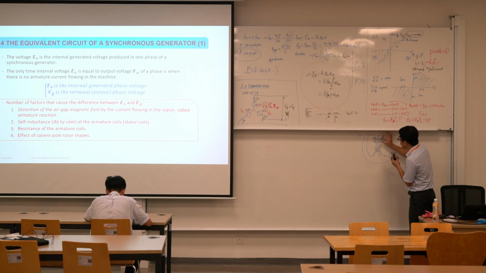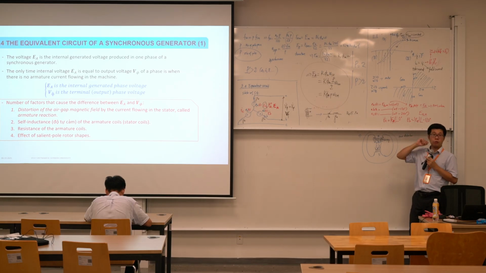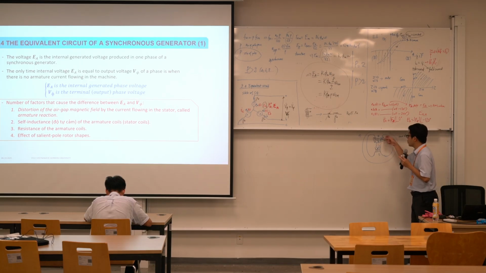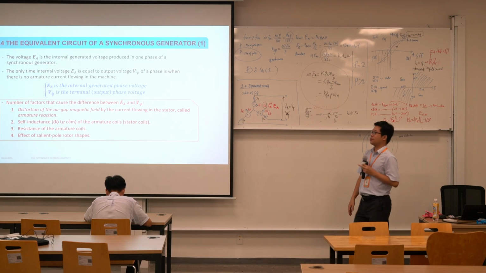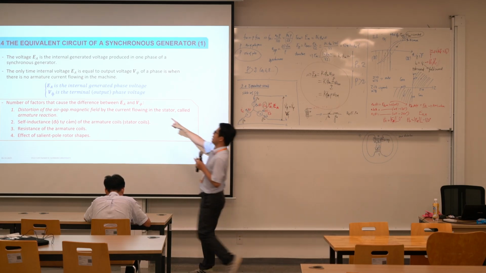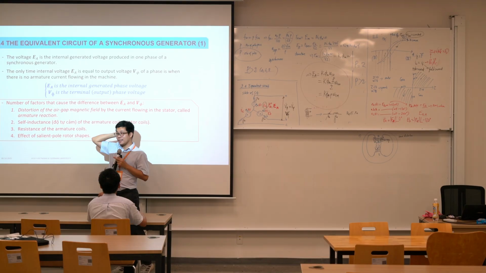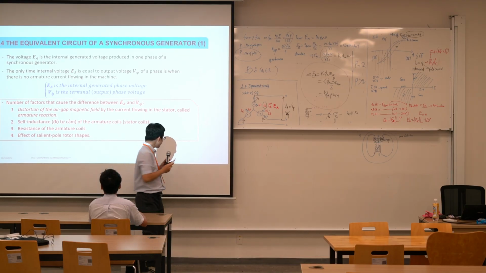So we try to shorten the air gap. If you shorten the air gap, you can reduce the distortion, but you cannot shorten it too much, because when the rotor rotates we have vibration. If the air gap is very small, the rotor punches the stator. Boom! Damage. So we need to withstand the distortion. That is the difference between EA and V phi. Do you understand? Second one.